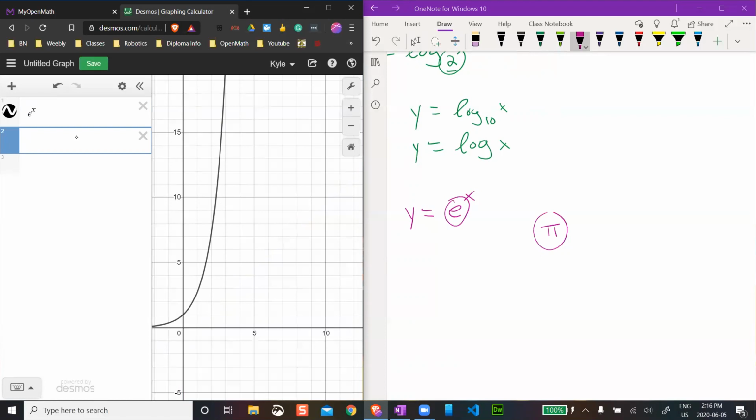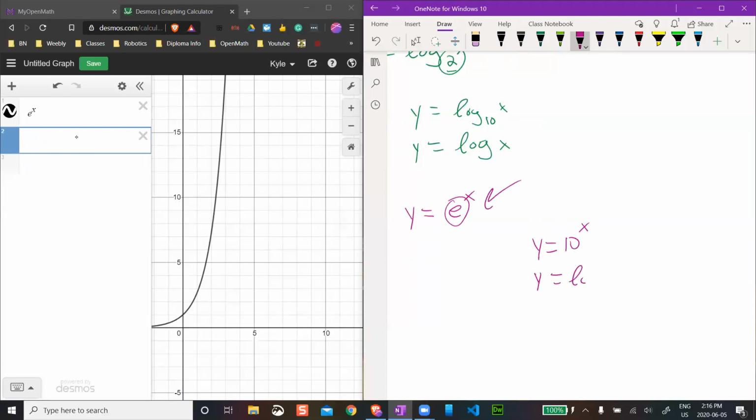And the natural log is exactly the opposite of this. In the same way that y is equal to 10 to the power of x, the opposite of that, or the reciprocal of that, was y is equal to log base 10, or just log of x. Those go together.